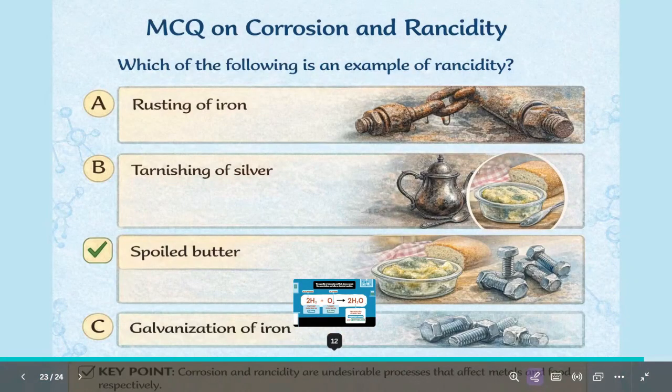So here is a simple question. Which of the following is an example of rancidity? Rusting of iron is corrosion. Very good, student. Tarnishing of silver is also an example of corrosion. Very good. And spoiled butter is an example of rancidity. And galvanization of iron, this is neither corrosion, nor is it rancidity. Okay, so here key point is corrosion and rancidity both are undesirable processes that affect metal and food respectively.